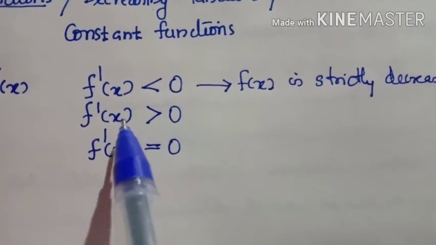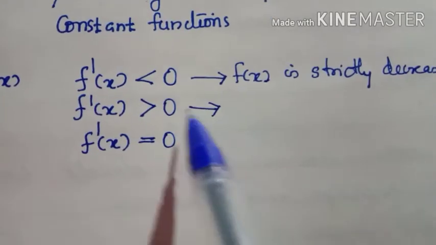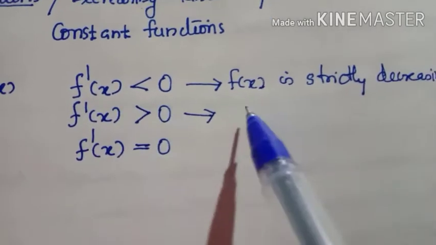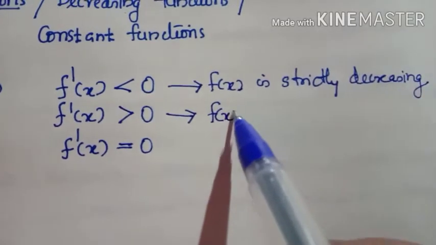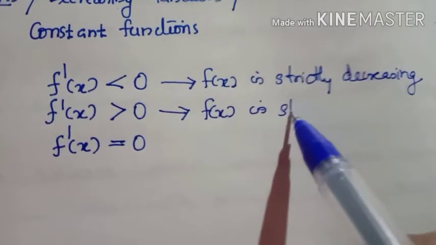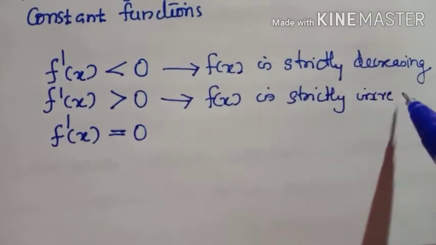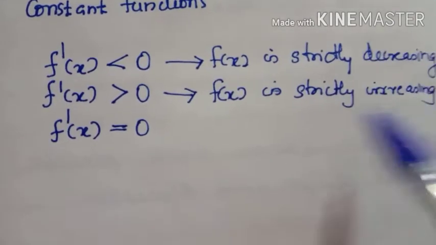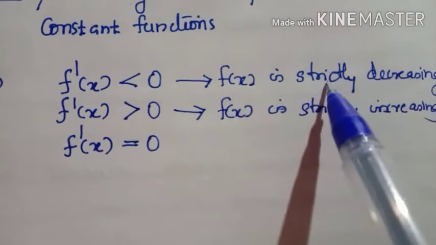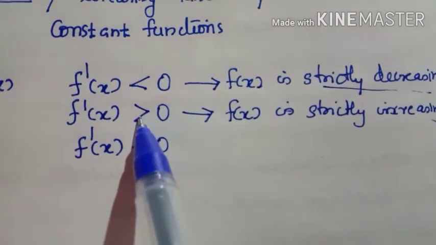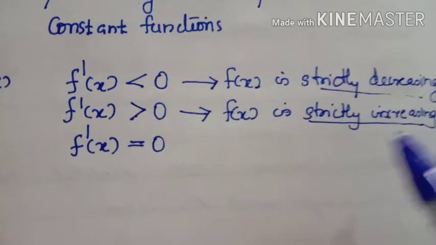Now, f dash of x greater than 0. Greater than 0 means it is a positive quantity. Then we can say that the given function is strictly increasing. So, less than 0 implies strictly decreasing, and greater than 0 implies strictly increasing.